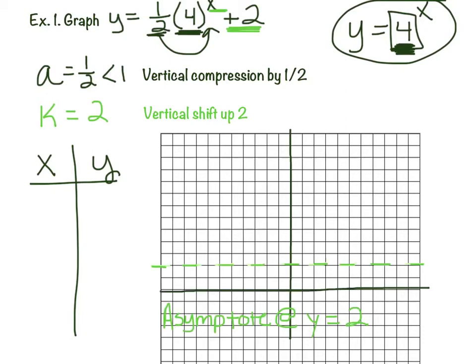And if you're asked, what is the asymptote? Remember, it's a horizontal line. It's going through y equals 2. And that's the equation of the line. The horizontal asymptote is at y equals 2. You have to say y equals 2. You can't just say 2.